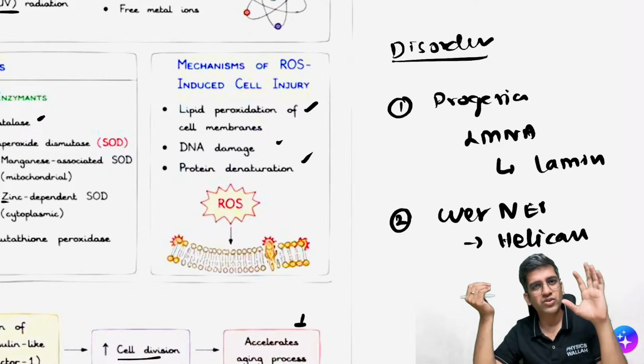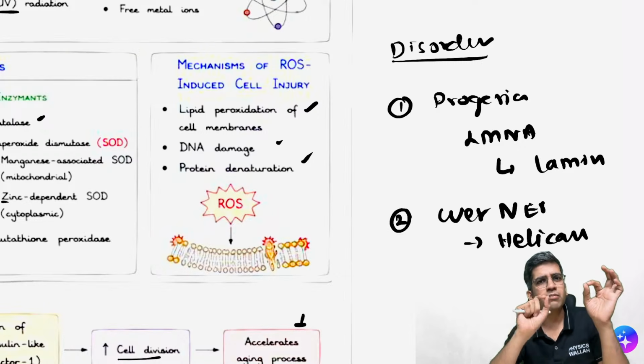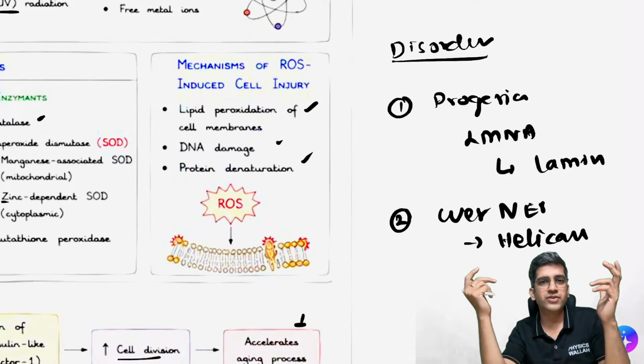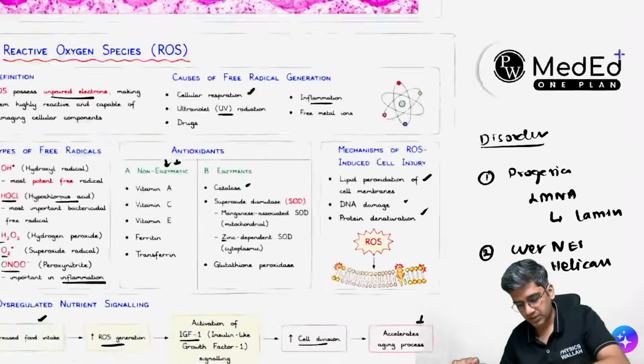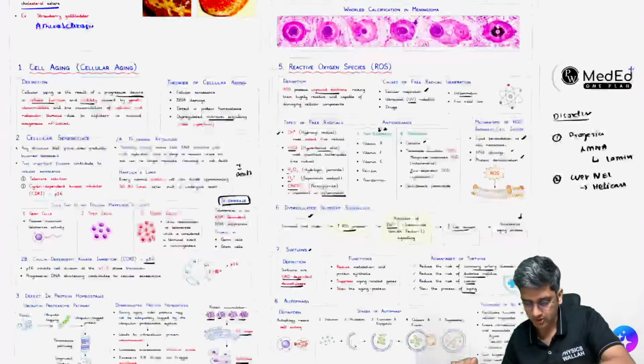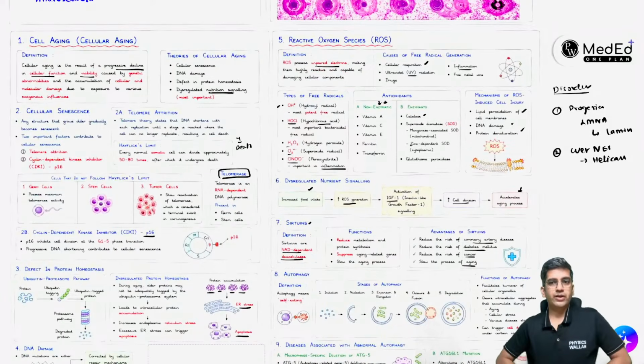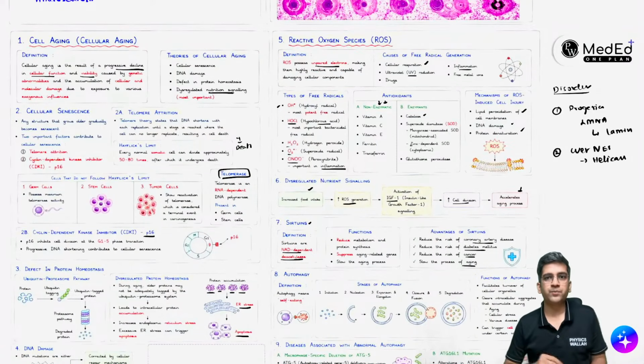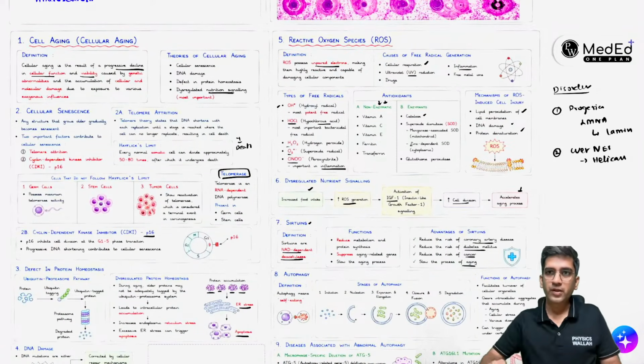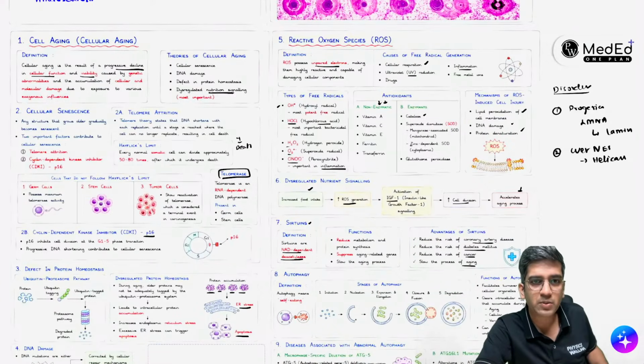Short answer, those 5 theories are more than enough. Just remember the names and write there are disorders of cellular aging, which are progeria and Werner syndrome. Fine, done. So we know about cellular aging as well. So we completed most of the things required in the first chapter. Can we quickly go to inflammation? I'm sure you know many things about inflammation.